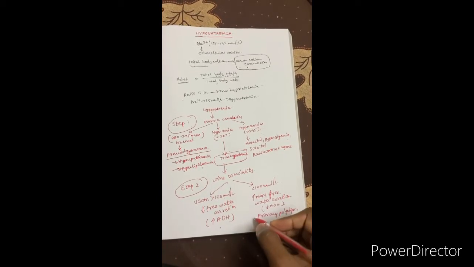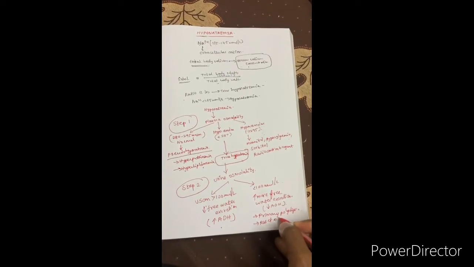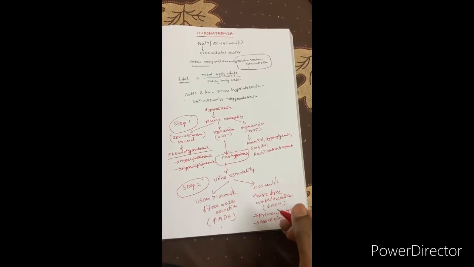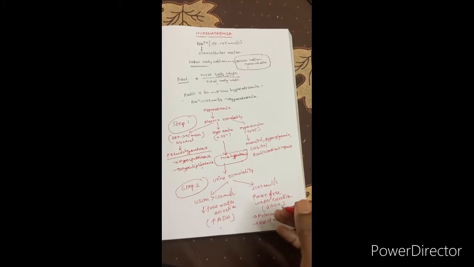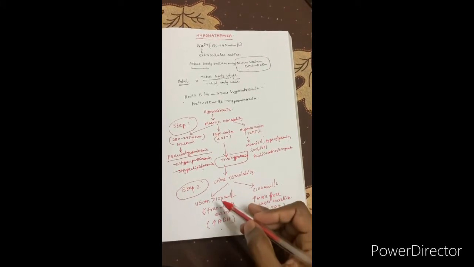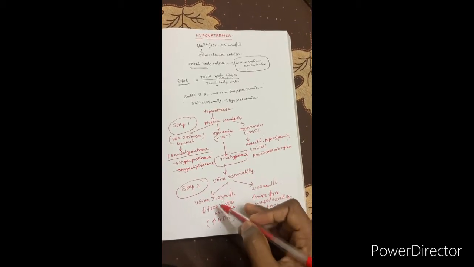Primary polydipsia will cause decreased ADH, or there may be reset osmostat, or malnutrition. All these kinds of patients have urine osmolality less than 100 millimoles per liter. That means their osmolality will be less because of the more free water excretion. If the urine osmolality is more than 100 millimoles per liter, it means there is decreased free water excretion.